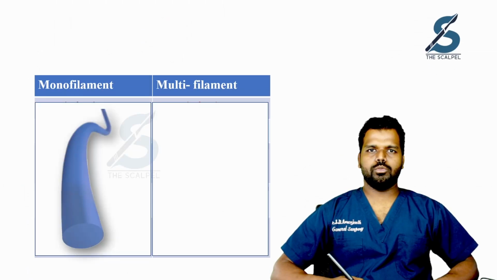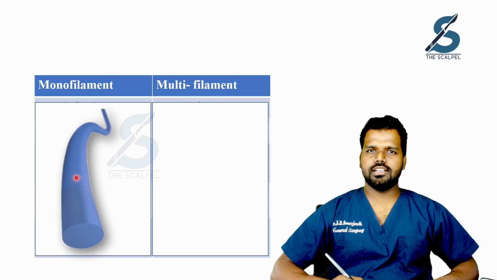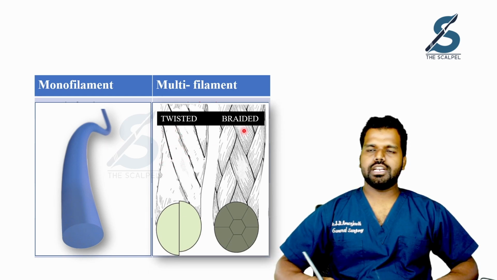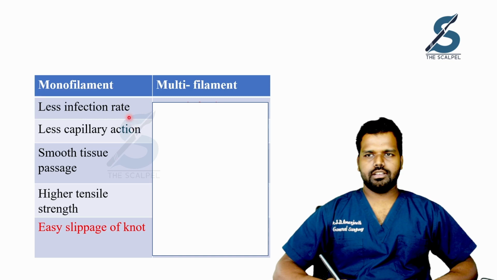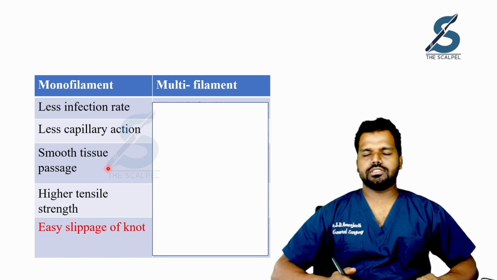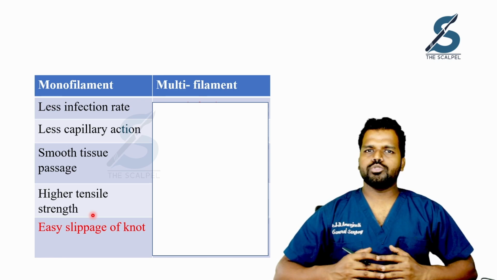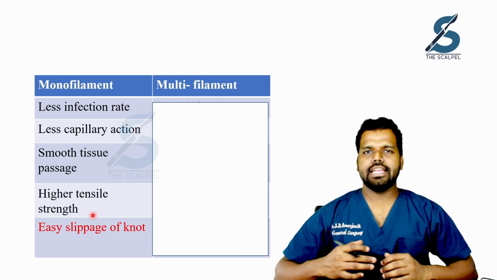Now let's discuss monofilament and multifilament suture material. As you can see, a monofilament suture material has a single strand, whereas a multifilament suture material has multiple strands and can be twisted or braided. Now let's discuss the characteristics of a monofilament suture material. It has less infection rate, less capillary action, and a smooth tissue passage. That is why monofilament suture materials are preferred in vascular anastomosis. It has higher tensile strength, and as we have earlier seen, monofilament suture materials usually have memory. That is why the knots can easily slip.